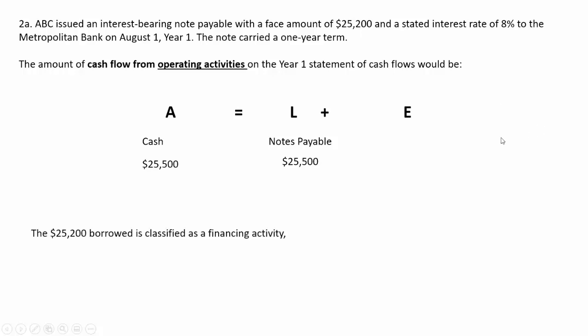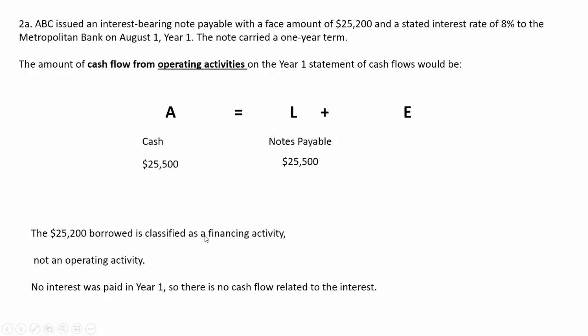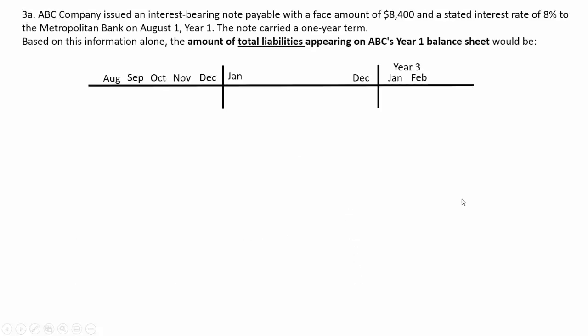And so when you borrow money, what I want you to see here is that you increase an asset and increase liabilities, and the cash flow involved is not an operating activity, it's a financing activity, because an operating activity would be something to do with the income statement. So apologize, this should be $200 right here. Let's see what else we've got here. Non-operating activity, and no interest was paid in year 1, so therefore no cash flow was related to this interest. That's the end of that problem.